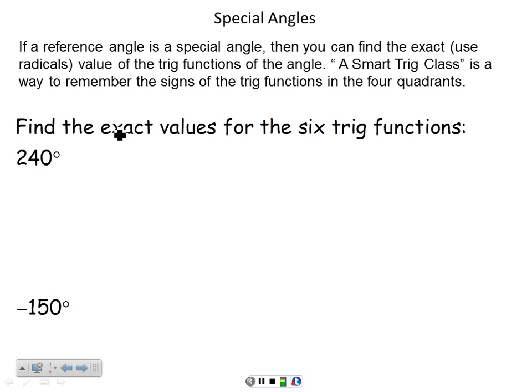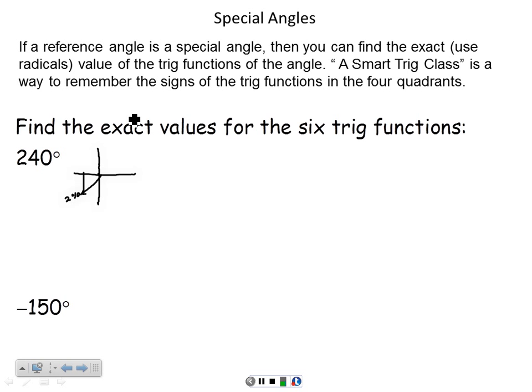Alright, so find the exact values for the 6 trig functions. So the first thing I want to do is I want to find the sides of this angle. So watch this. If we're talking about 240 degrees, 240 degrees is going to be about right here. And remember, this is 240. And remember, it's going to make a right triangle.